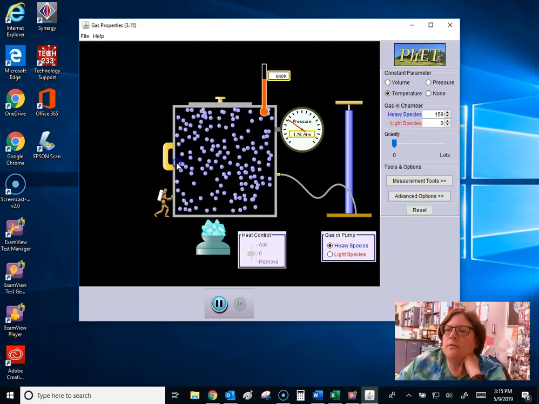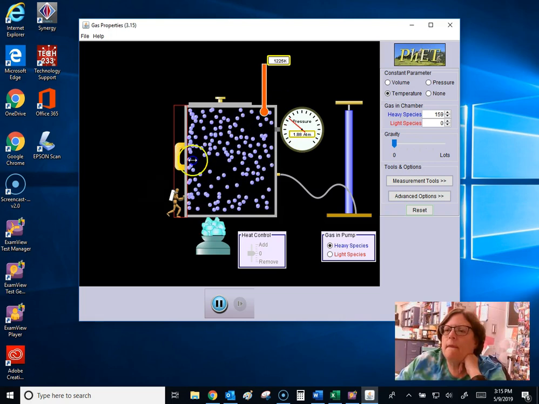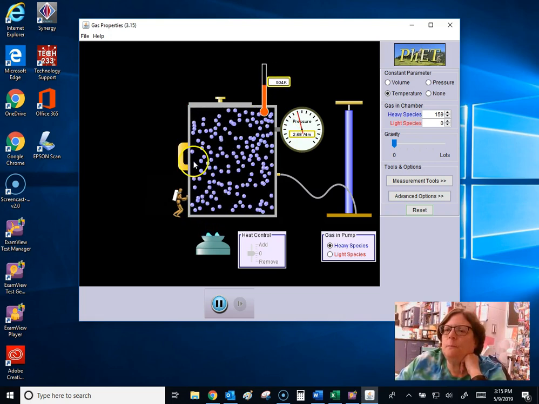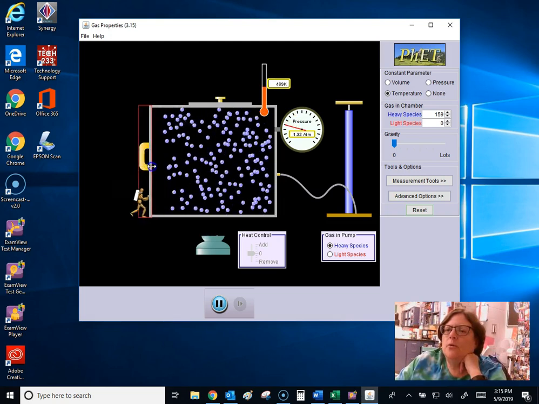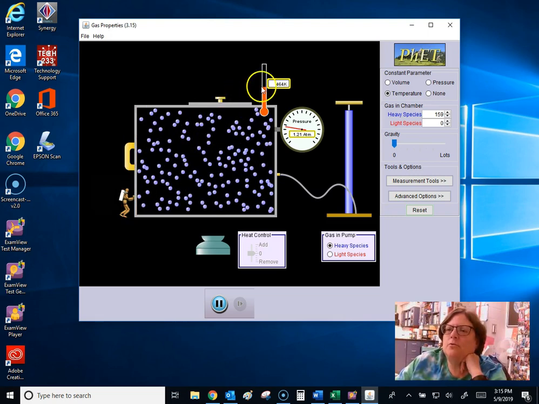What happened as our volume got smaller? What's happening to our pressure? Our pressure is going up. As our volume gets larger, our pressure is going down. And our temperature is staying the same.